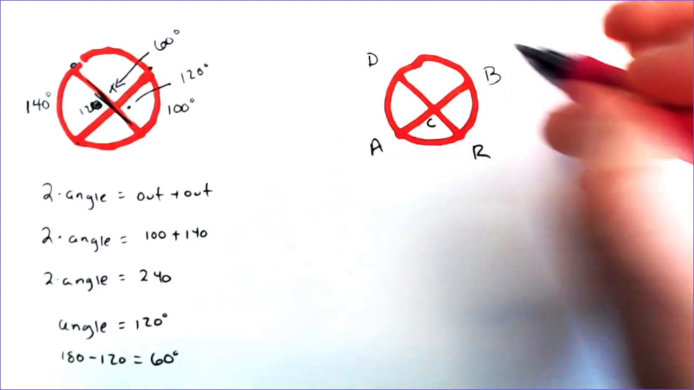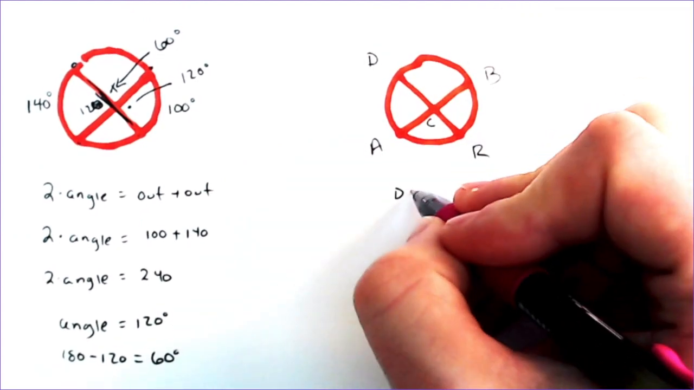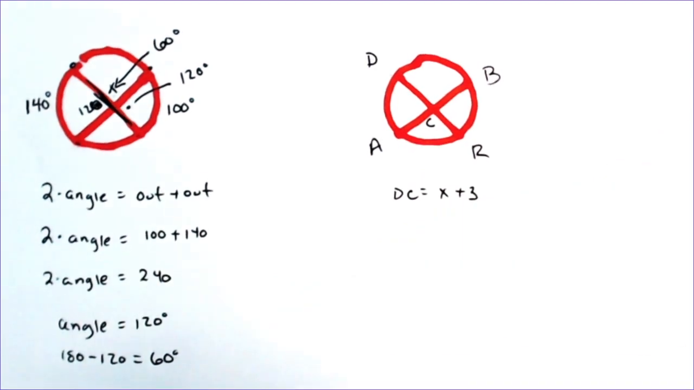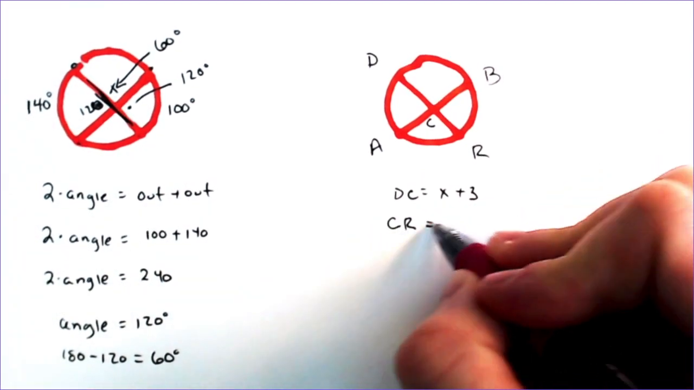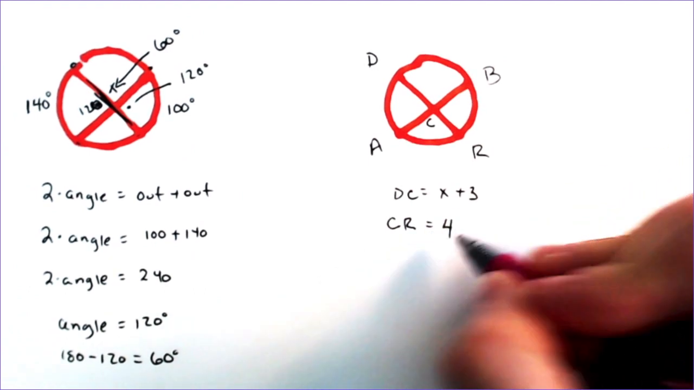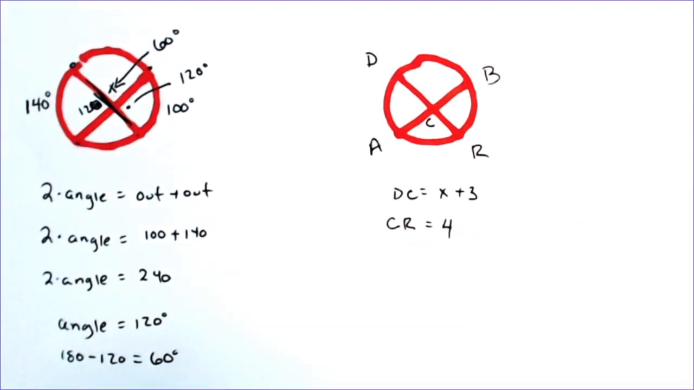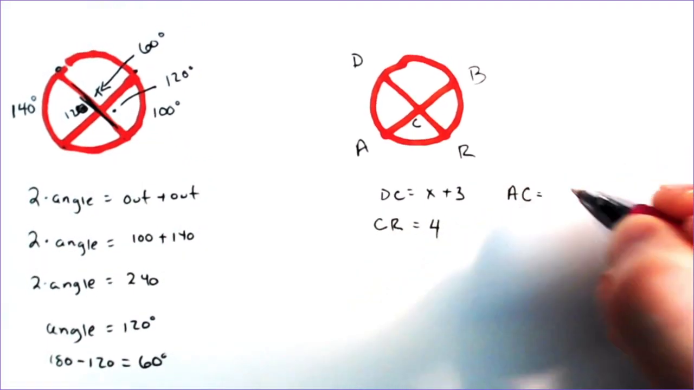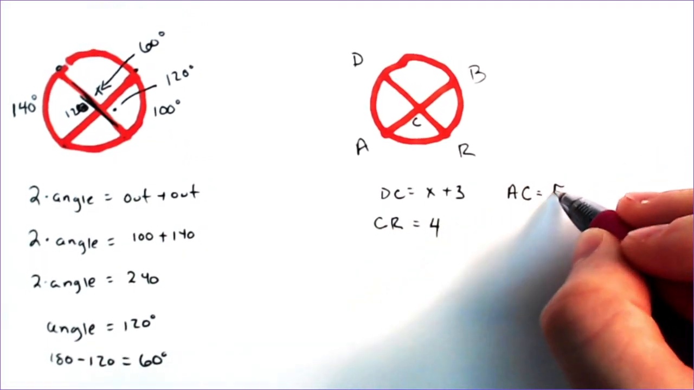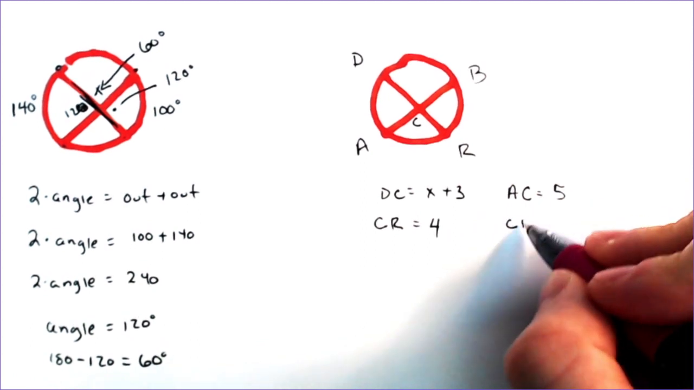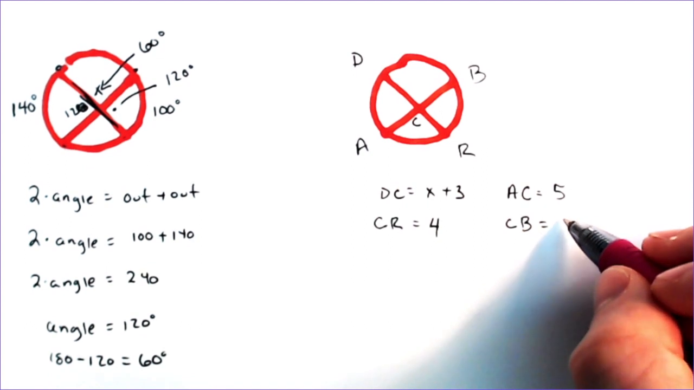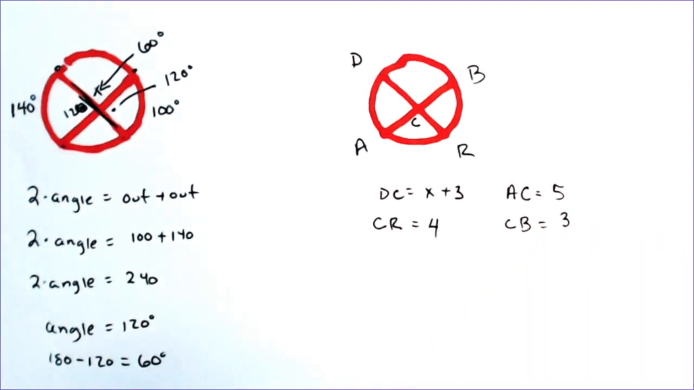DC, we are going to call X plus 3, and CR we are going to call just 4. And then I'm going to call A to C a 5, and a C to B a 3.